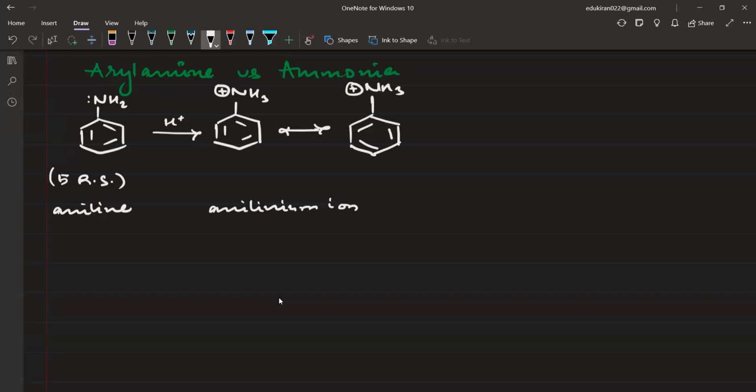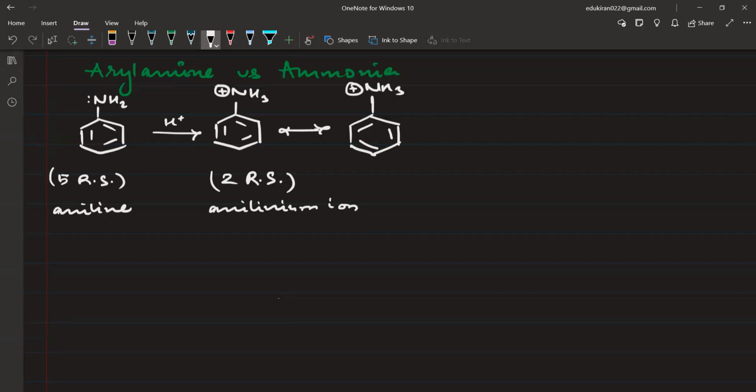Now this anilinium ion has 2 resonating structures. Aniline has 5 resonating structures. Aniline के पास कितने हैं? Aniline के पास 5 resonating structure है. That is 3 more. वही चार्ज वाले जो हम बता रहे थे ना, that is 3 more resonating structures.